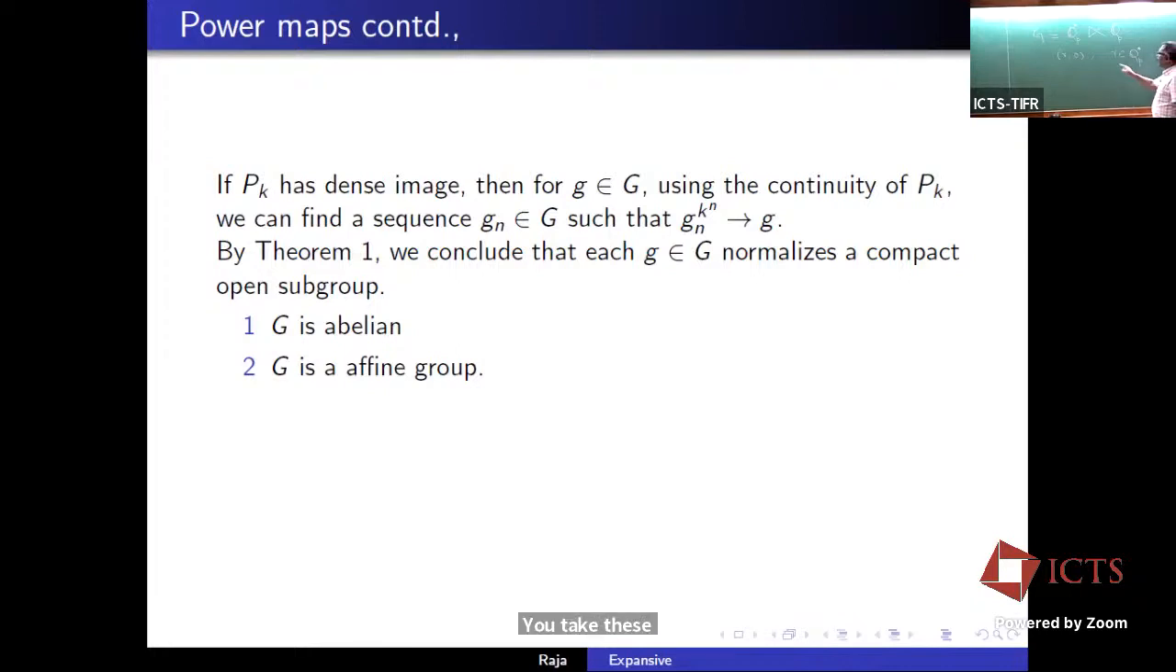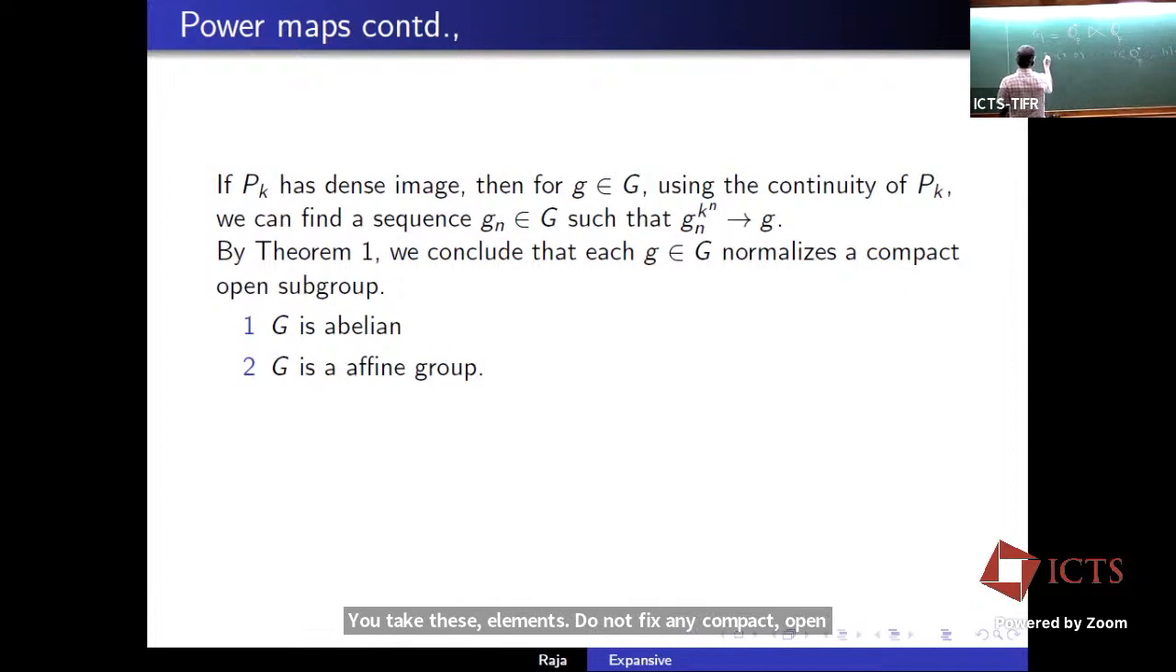These elements do not normalize any compact open subgroup here, because if I take this to be g, and consider the corresponding inner automorphism as alpha_g, then they have this property. They will take all these elements to the corresponding elements, where alpha_g is the inner automorphism.